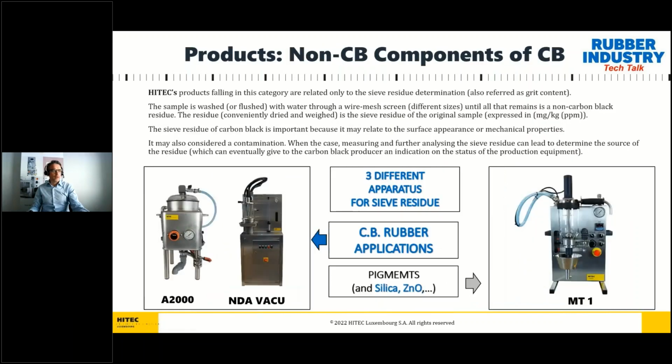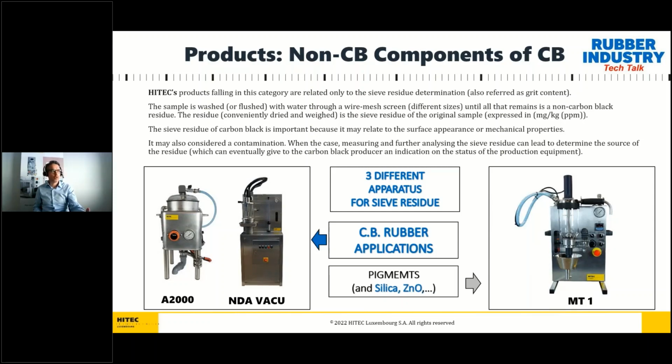We then have the products for sieve residue testing. There are many tests and parameters related to the non-carbon black components of carbon black. ITEX products falling in this category are related only to the sieve residue determination, which in the jargon is also called grit content.